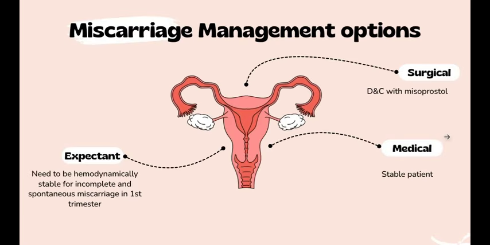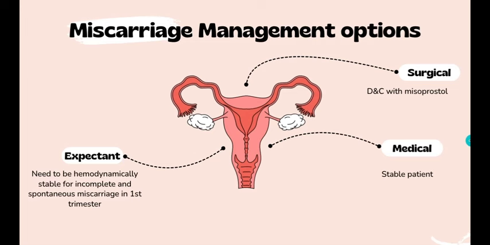So there's a number of different miscarriage management options that we can talk about now. And they're broadly divided into expectant, surgical, and medical. So expectant management, we'll talk about this in a moment, but you need a patient that is hemodynamically stable. And this is more appropriate for patients that have incomplete or spontaneous miscarriages in the first trimester. In terms of surgical options, this is done with dilation and curettage, with pre-treatment of misoprostol, and medical treatment is available as well, but similarly this requires a stable patient.